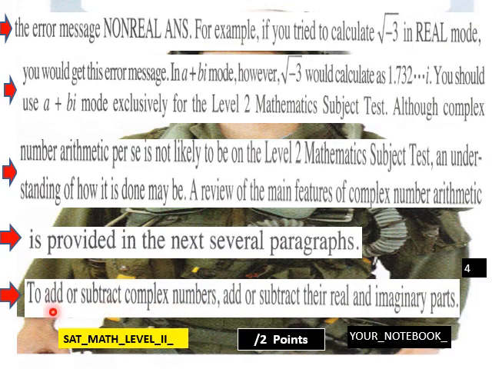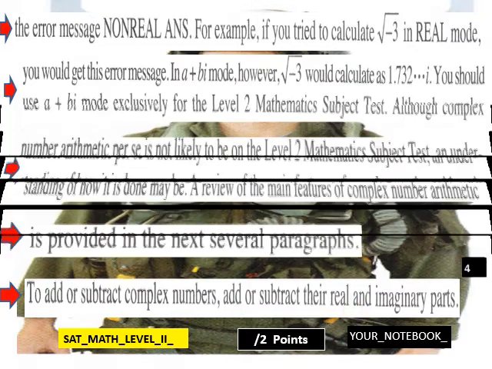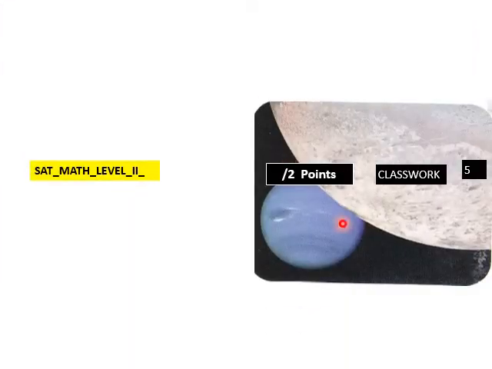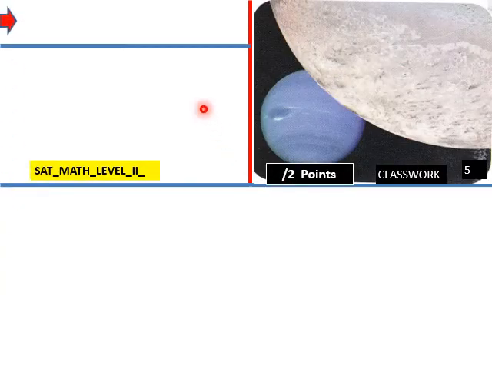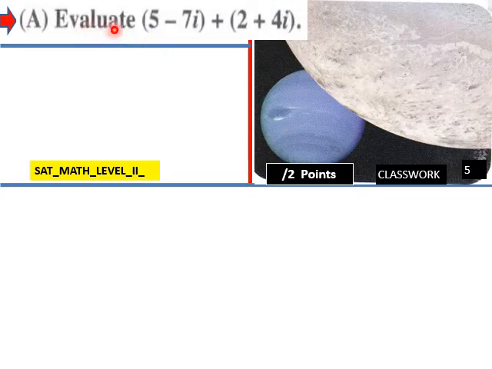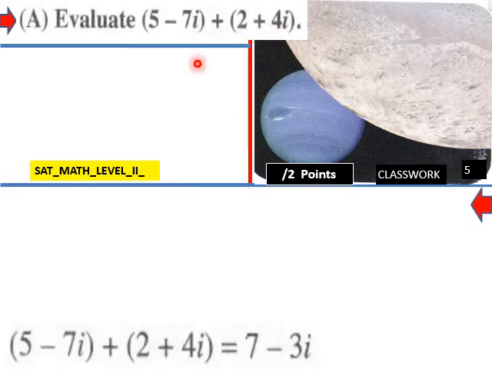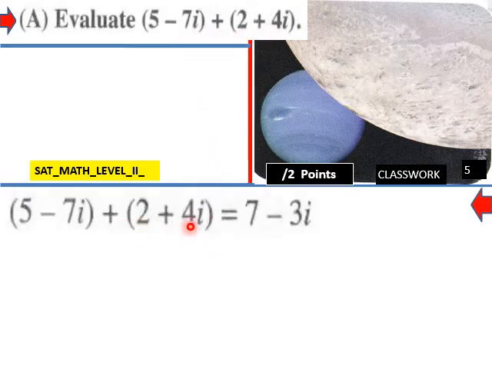To add or subtract complex numbers, add or subtract the real parts and the imaginary parts. So we're going to get into evaluating an imaginary expression here. We have 5i minus 7i plus 2 plus 4i. So here is our sum, and this comes out to 7 minus 3i: 5 plus 2, and then negative 7i plus 4i gives us negative 3i.